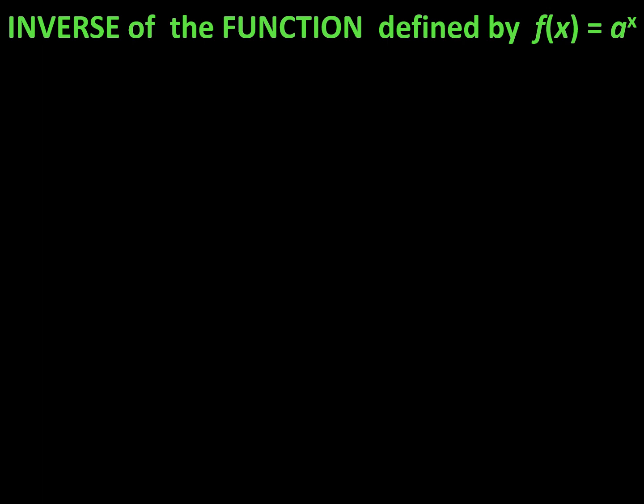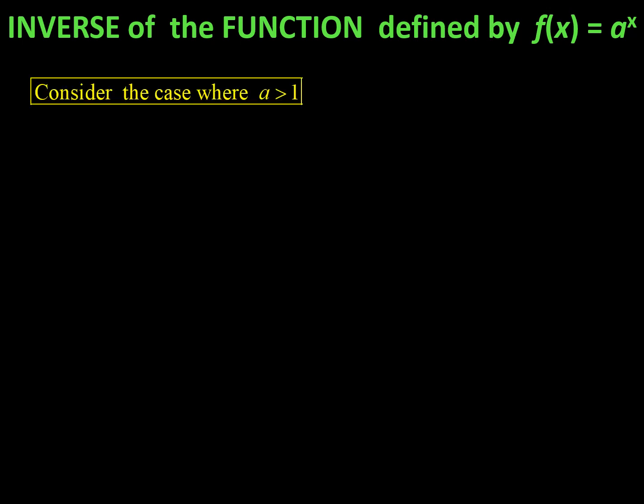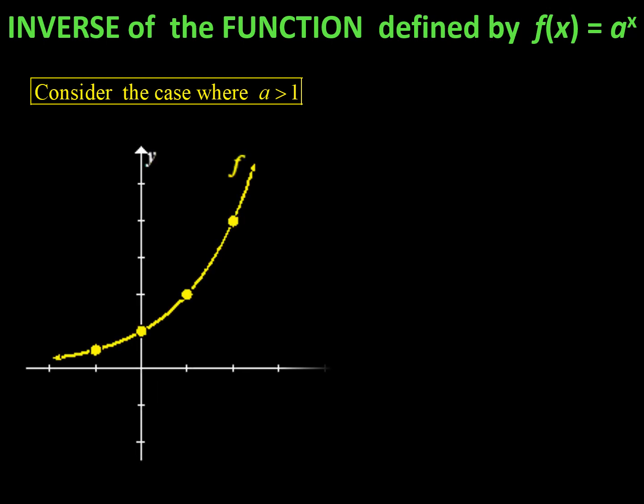Now let's determine the inverse of the exponential function, right? Defined by f(x) equal to a to the x. And we're going to look at the case where a is greater than 1. That means we're going to look at the increasing exponential function. So let's have the increasing exponential function there. And there we have 4 points plotted there. I can see this is 2 that goes with 4, and 1 that goes with 2, and 0 with 1, and negative 1 with a half.